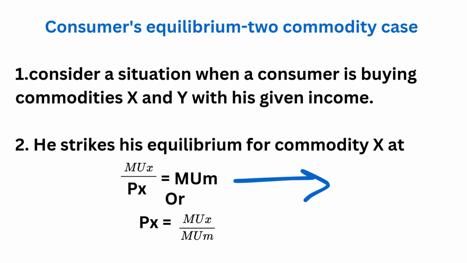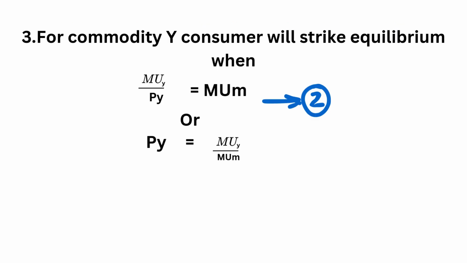So MUX upon PX equals MUM can also be written as PX equals MUX upon MUM. So we will term it as equation number 1. Now, equation number 2. For commodity Y, because it is the other commodity, the consumer will strike equilibrium when the same formula, just in place of X, you will write Y. MUY upon PY equals MUM, which again can also be written as PY equals MUY upon MUM.